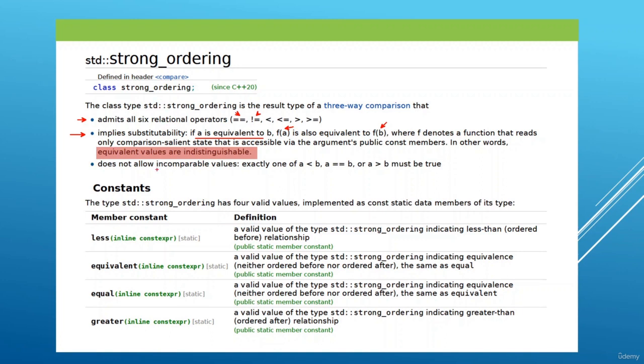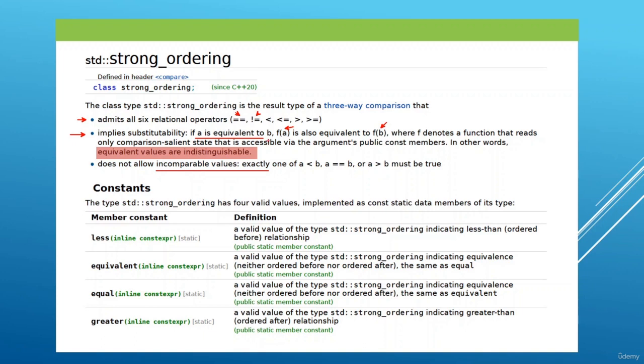Another feature of this type is that it does not allow incomparable values. We don't really understand this yet, but we will in a few slides ahead. Just know that it is possible to have a type and have incomparable values in that type. And when that's the case, if you compare A to B, you're going to get a false. If you compare A to B using equal, you're going to get a false. And if you try to see if one is greater than the other, you're also going to get a false. So this is one way we have to say that things are incomparable. But with strong ordering, we only support things that are comparable.